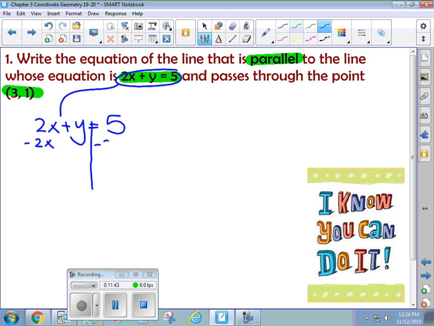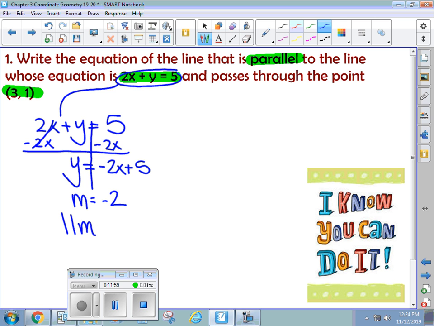Subtract 2x. Y equals negative 2x plus 5. Now, do you know the slope? Perfect. Now, what does my parallel line have a slope of? Negative 2. Can you finish? Yes. Good, finish.